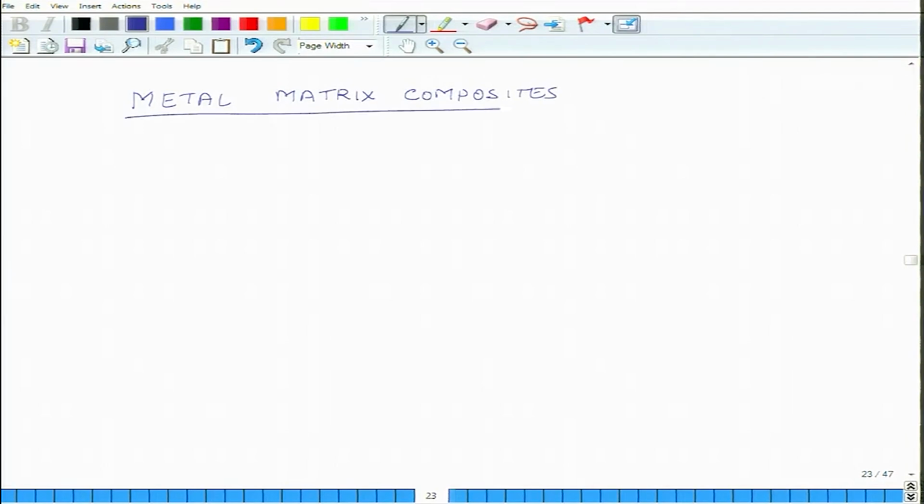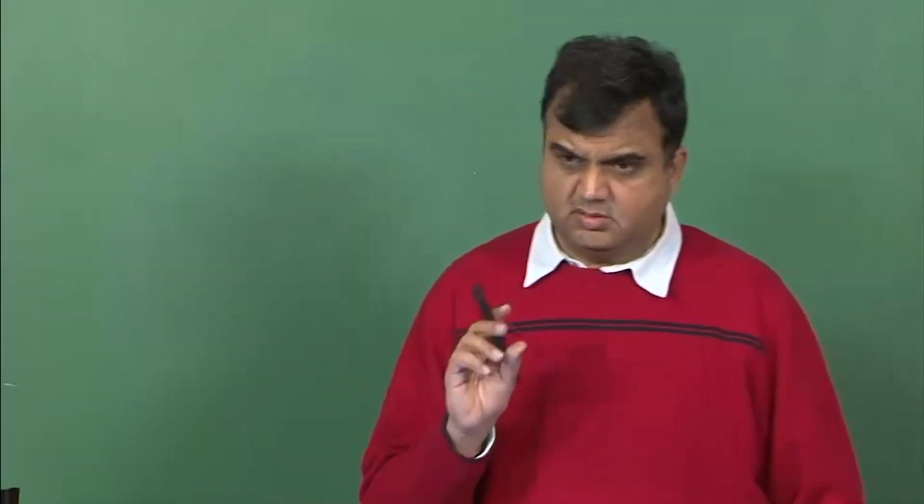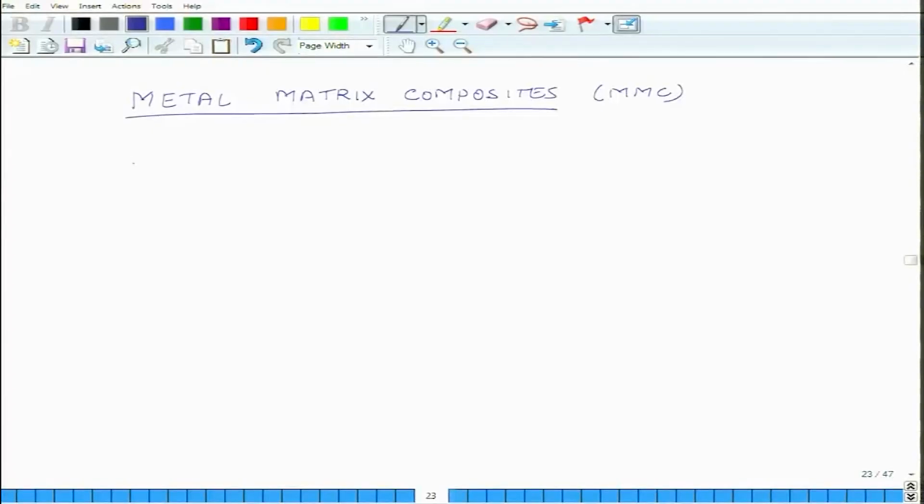Metal matrix composites, or MMCs. In metal matrix composites, we all know that metals melt at higher temperatures, so we have to use high temperatures for processing them. Broadly speaking, there are two ways to put fibers, which may be non-metallic in nature. Your aim is to embed these fibers in a sea of metal.